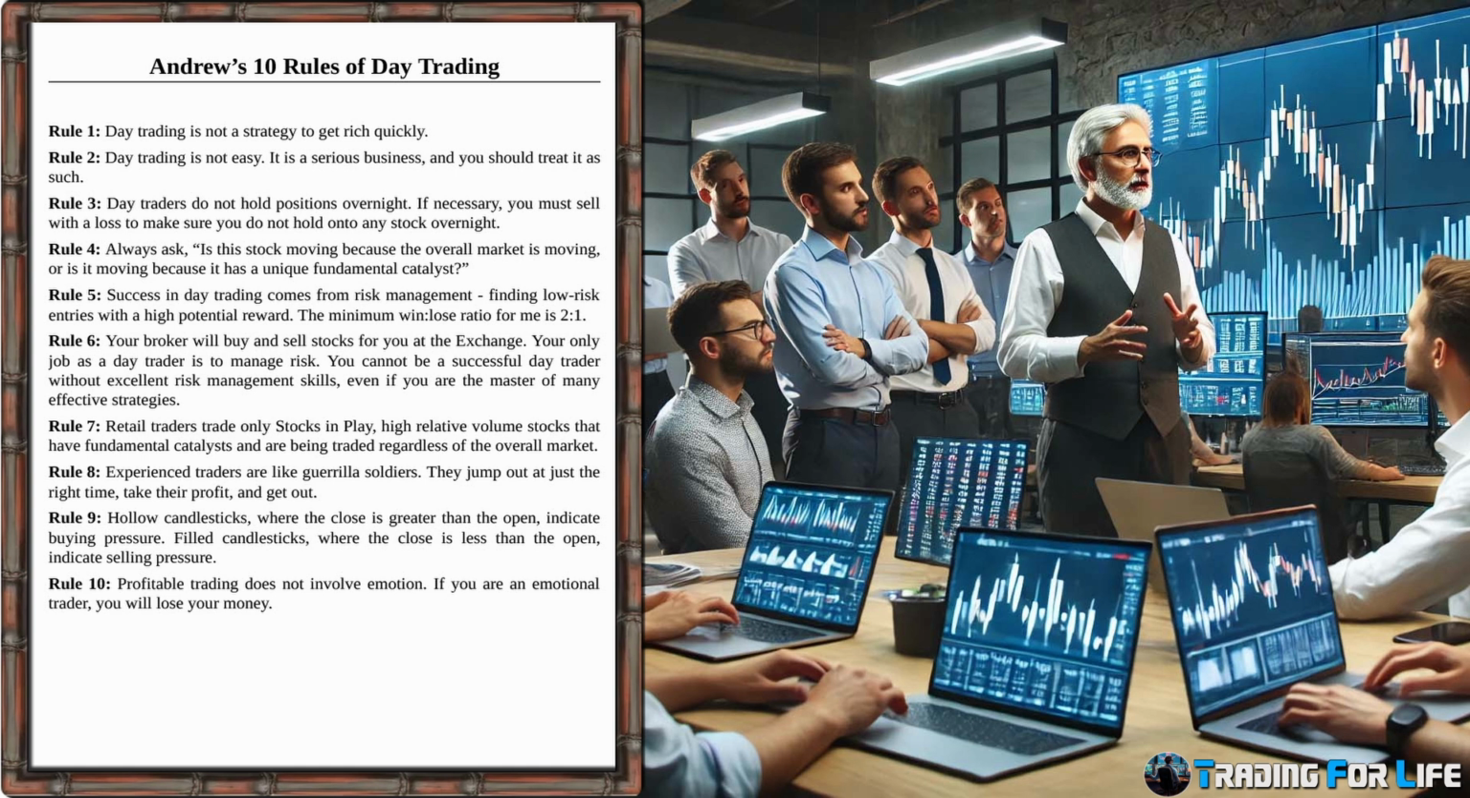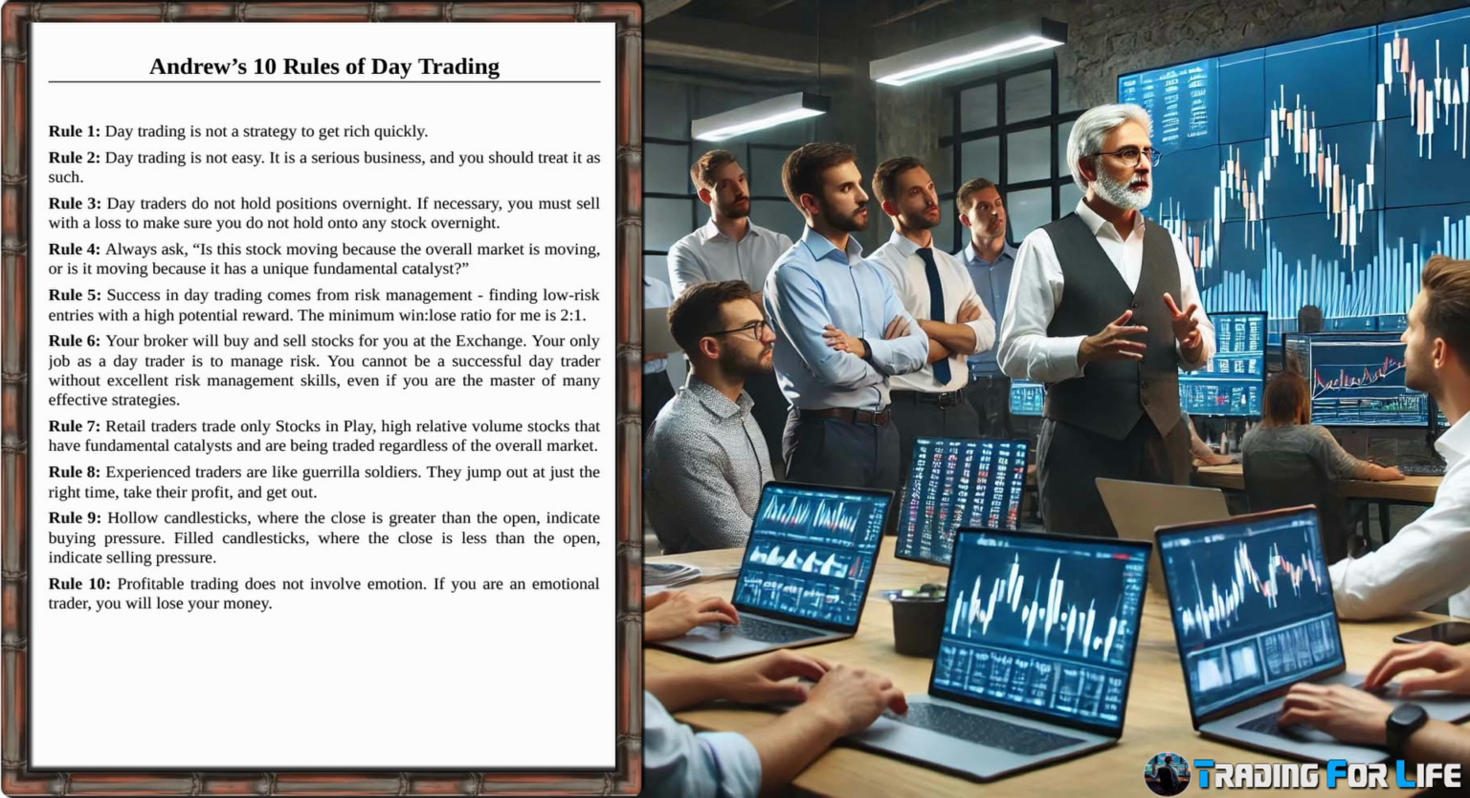Rule 4. Always ask, is this stock moving because the overall market is moving, or is it moving because it has a unique fundamental catalyst? Rule 5. Success in day trading comes from risk management, finding low-risk entries with a high potential reward. The minimum win-lose ratio for me is 2 to 1. Rule 6. Your broker will buy and sell stocks for you at the exchange. Your only job as a day trader is to manage risk.